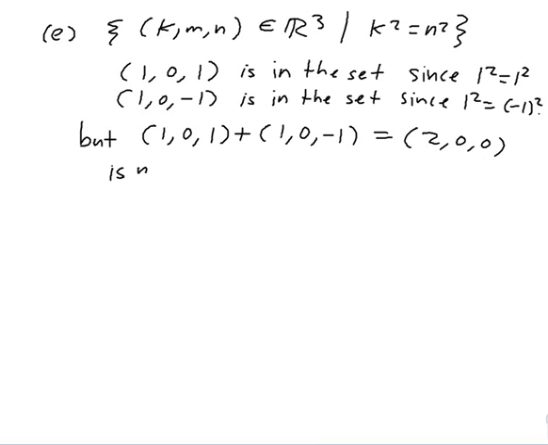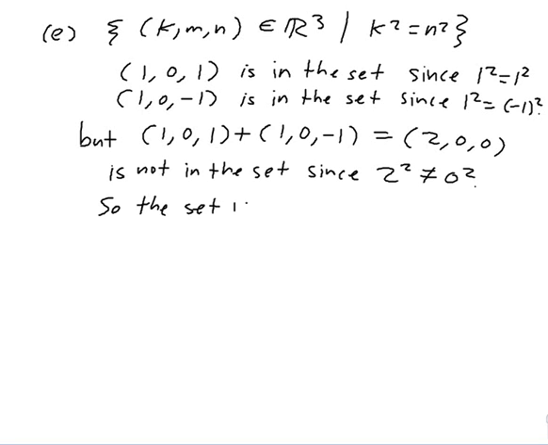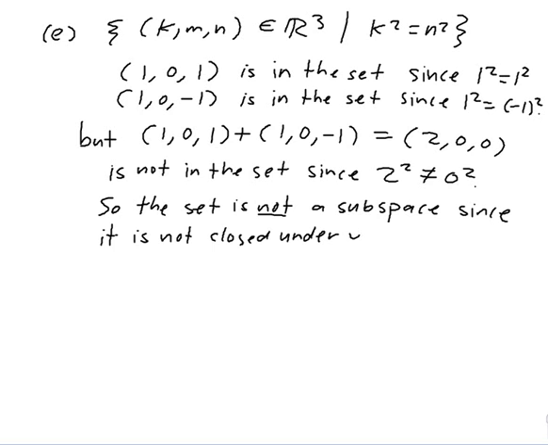Is not in the set, since 2 squared is not equal to 0 squared. So the set is not a subspace, since it is not closed under vector addition. And that's the end of the problem.